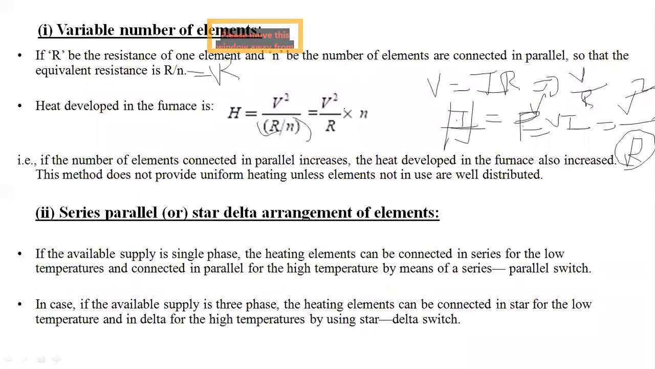Up to this, I will conclude today's class. In the next class, we will see the second heating method, that is arc heating, which comes under power frequency heating. After finishing that, we will start our high frequency methods of heating, that is induction heating and dielectric heating. For this class, I'm going to conclude here.